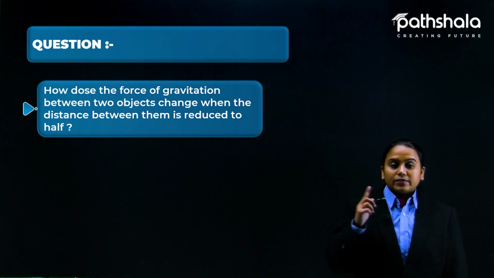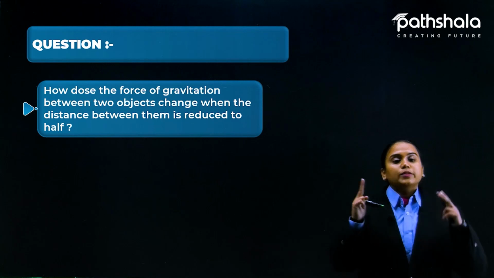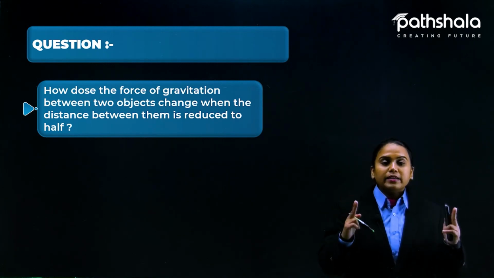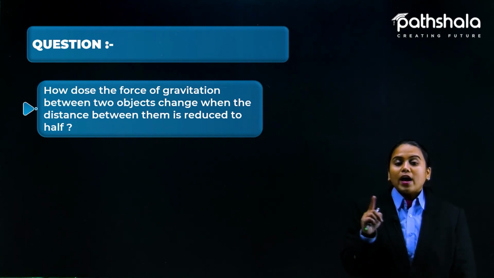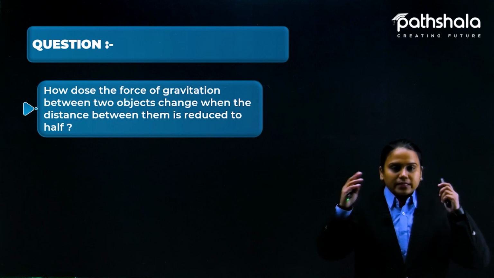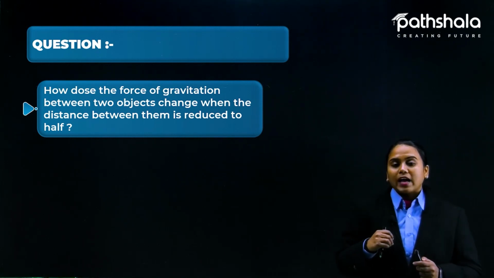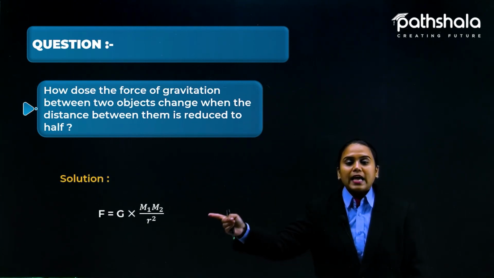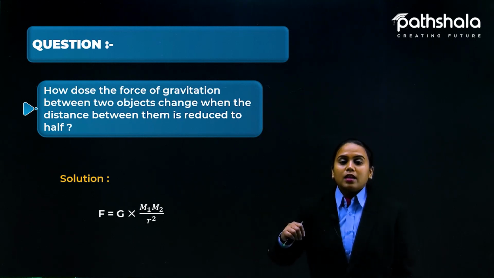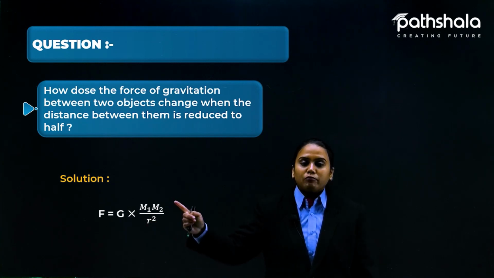As we have seen, the gravitational force also depends on the distance between two objects, and it depends in an inversely proportional manner. The force is inversely proportional to the square of the distance between the two objects. So the solution for this part is that the formula we have is: force of gravitation is equal to capital G multiplied by m1 multiplied by m2 divided by r square.